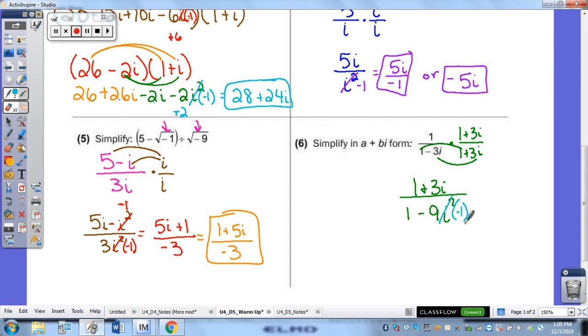That becomes a negative 1. So I have 1 plus 3i over 1 plus 9, because negative times negative makes that a positive. So it's 1 plus 3i over 10. And that's your final answer for that one.